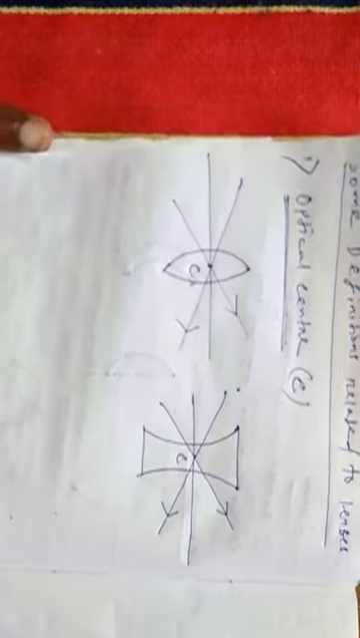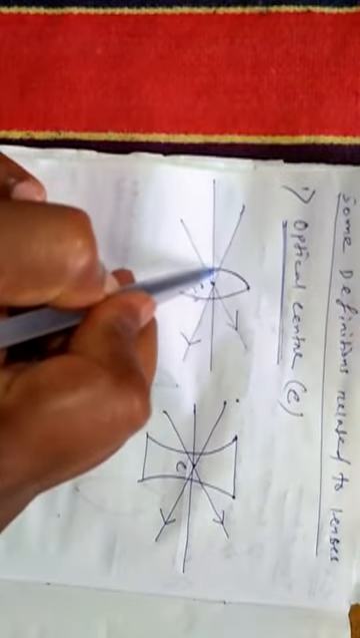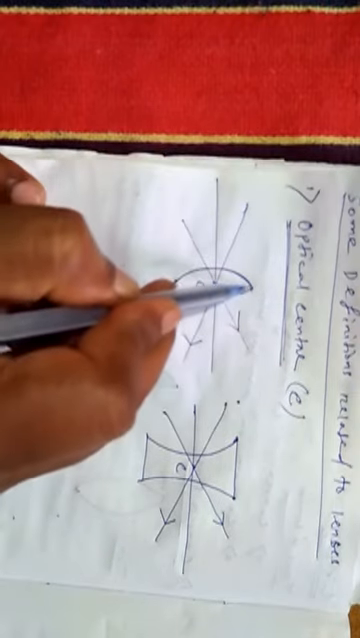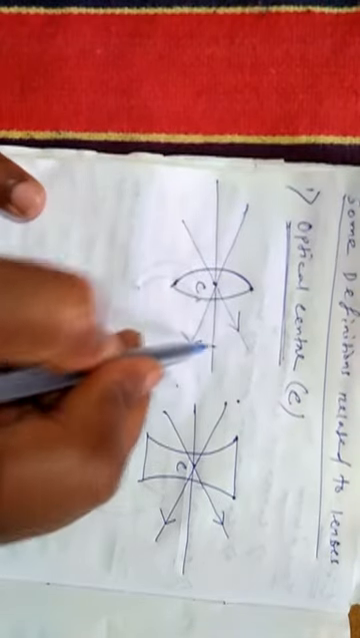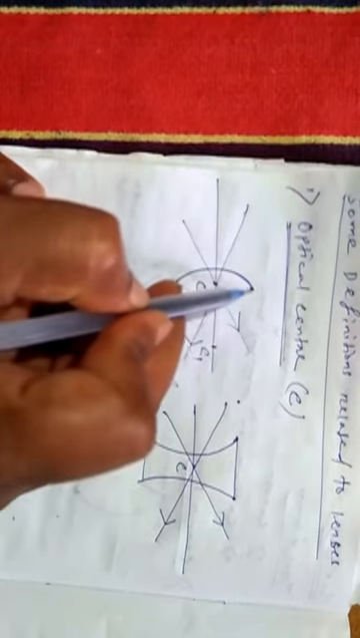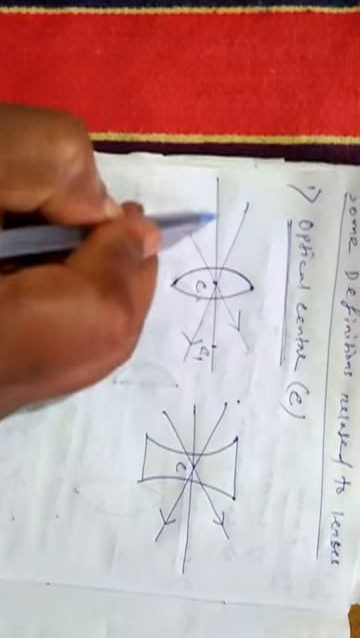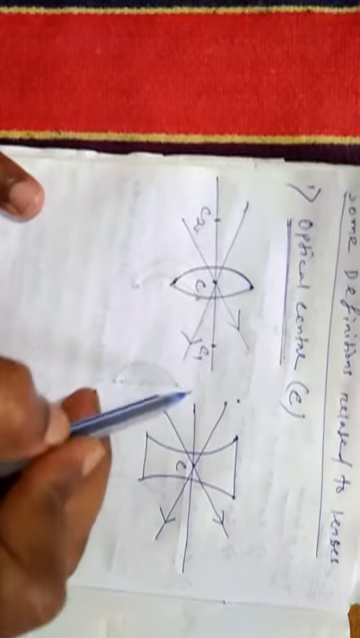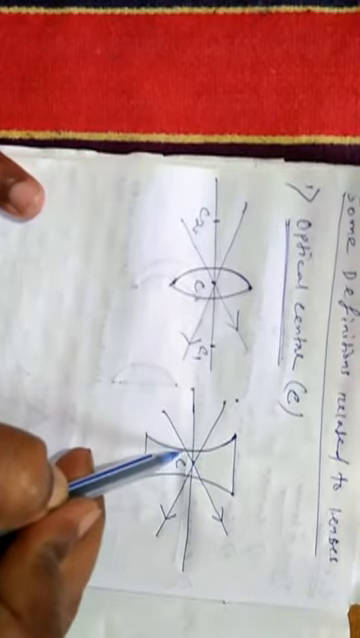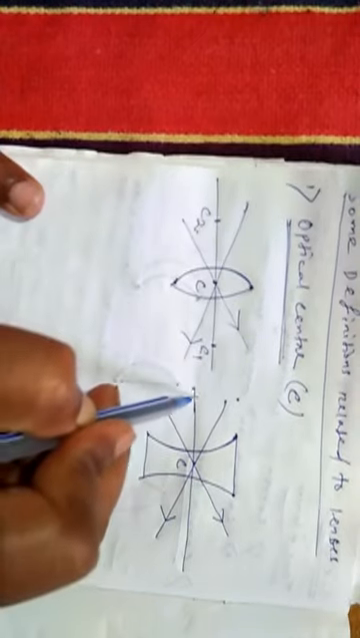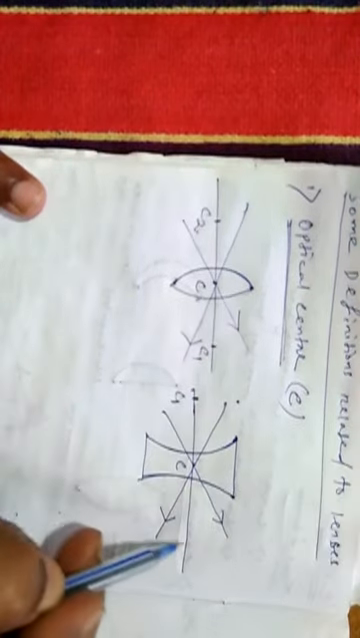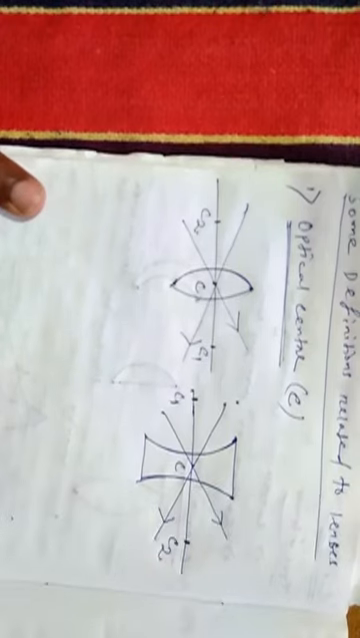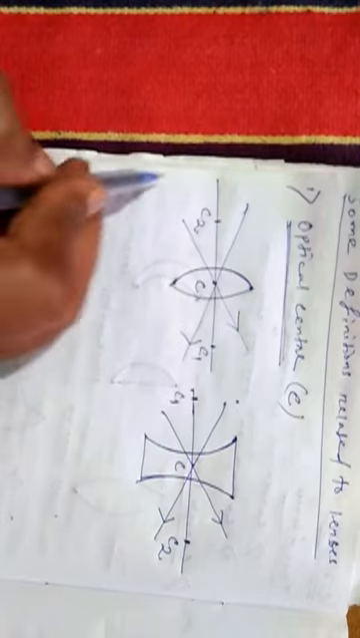Similarly, we have two centers of curvature. This is a curved surface. For this curved surface, it has one center, called center of curvature C1. Similarly, this is the second surface. It also has a center, called center of curvature C2. So we have two centers of curvature, C1 and C2. Similarly, for the concave lens, this is the first surface and it has center C1. This is called center of curvature, and this is the second surface having center of curvature C2. So we have two centers of curvature C1 and C2, and one optical center C.